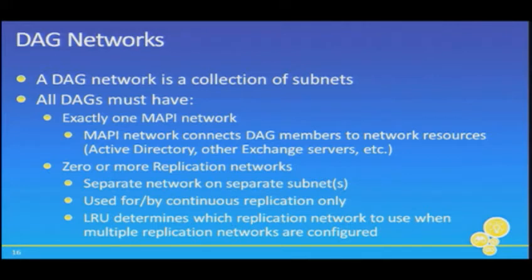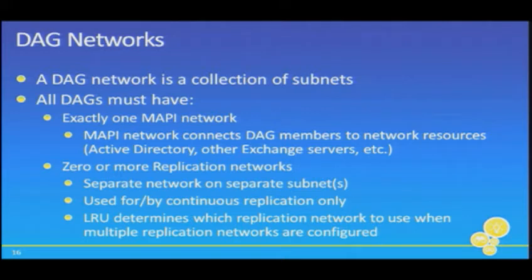Now, every single DAG will always and only have one MAPI network. This is the network that the DAG server uses to communicate through MAPI RPC with other Exchange servers like Client Access or Hub Transport. Okay? And this is the network through which all client activities coming from CAS into Mailbox flow as well. Now, they can also have 0 or more replication networks. And we say 0 or more because we don't require a second network in DAGs. Okay? CCR, we require 2 networks, a public and a private. In DAGs, we only require 1, and that's going to be your MAPI network. And even though we call it the MAPI network, we'll use that for replication as well.